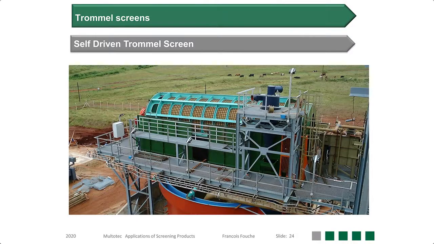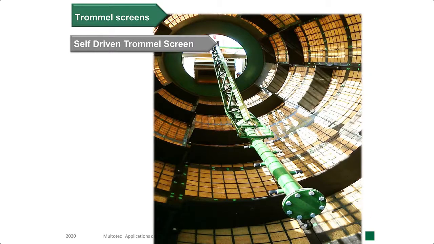Trommel screens are also considered for fines removal. In picture you see a mineral beach sand site in KZN province. An advantage of the trommel in this duty is the high slurry volumes that trommels can handle. Some of these trommels are up to 15 meters long, and at Multitech we employ a combination of baffles and wear bars and scrolls to establish laminar flow conditions that is conducive to good drainage rate. Also, trommels do not require the type of civils that is associated with vibrating equipment.